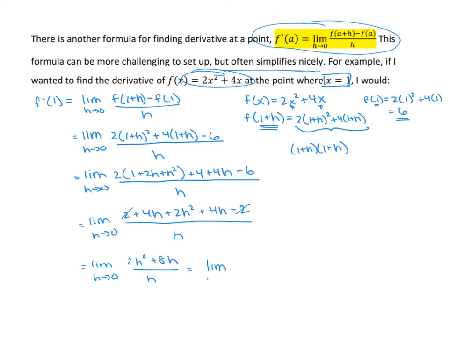My goal is to reduce these limit statements, and luckily I can factor an h out of the top. I should always be able to. So I am left with the limit as h goes to 0 of 2h plus 8. If I plug in 0 for h, I get the answer that I'm looking for.